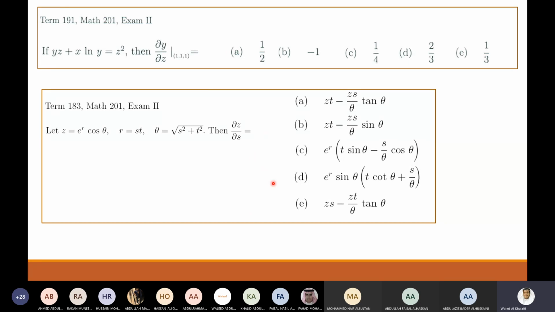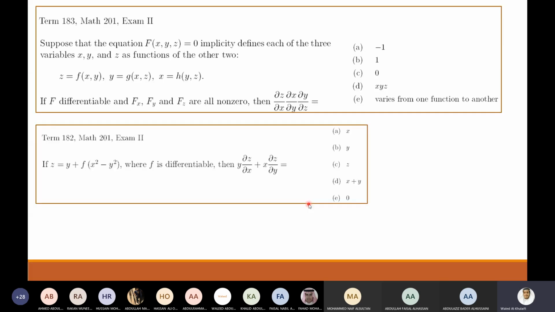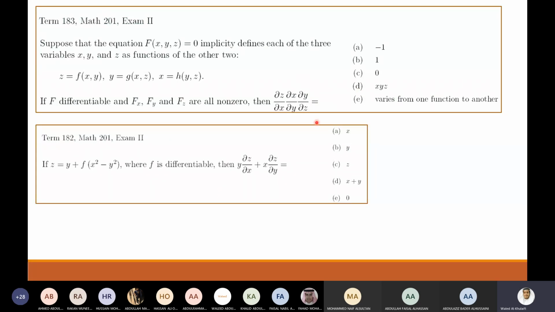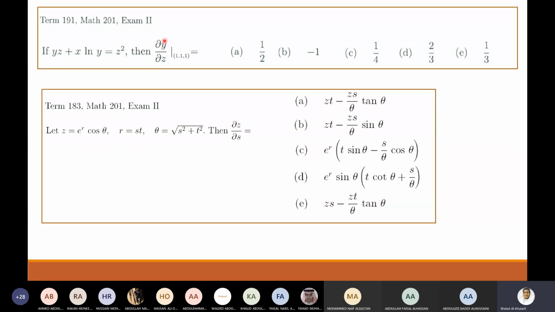But anyway, guys, think about these questions. Think about how to solve them. I think you can follow the tree, the diagram, everything. But in this question, guys, look here. In semester 191, he gave you an equation and he asked you to differentiate y with respect to z, but he didn't tell you anything about the relation between y and z. So you should understand that y is a function depending on z and the other variable, which is x. So think about it this way. You have to use implicit differentiation here.